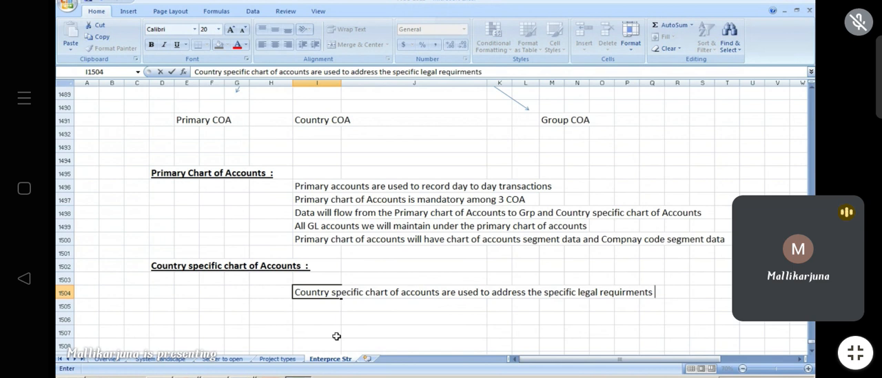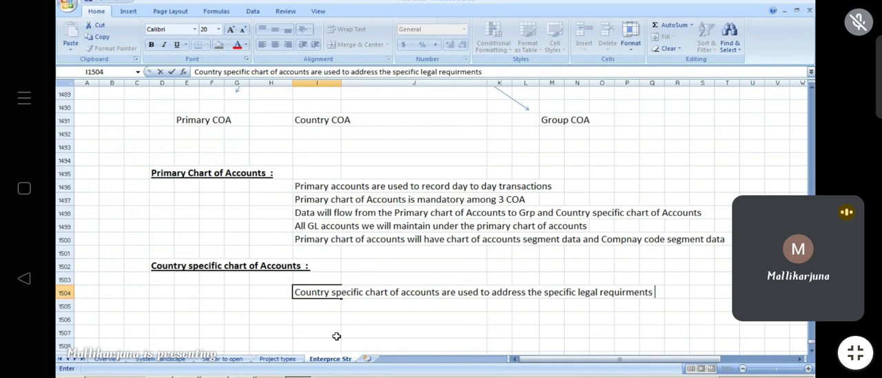Or let's say in one of the projects where I have worked, they had to publish their financial statement in the local language. I have seen this in Korea, South Korea or North Korea, where their financial statement should also be prepared in the local language. So how do you address that requirement?